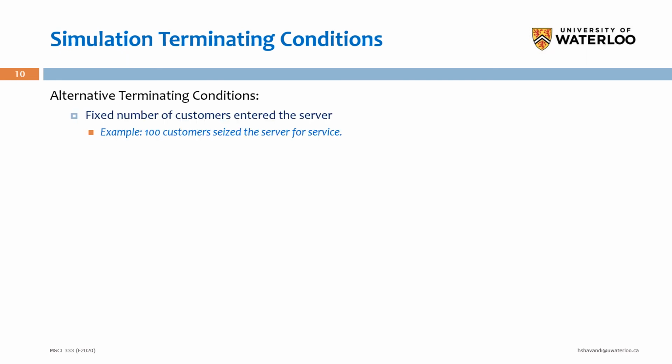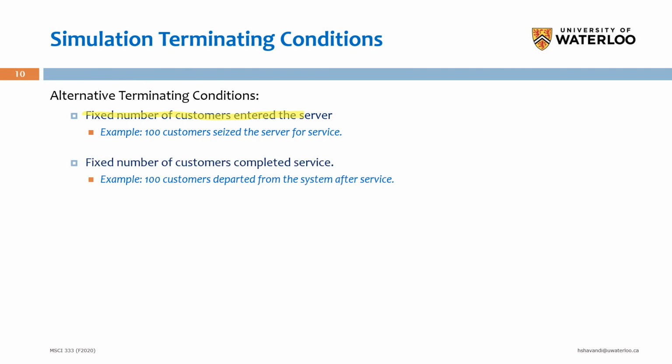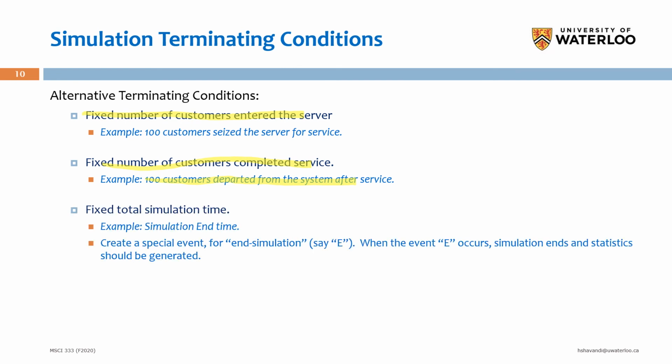The first could be a fixed number of customers entering the server, or a fixed number of customers completing service, for example 100 customers departed from the system after service. If you remember, we usually do simulation in Excel based on this criterion, running for 100 customers, 1,000 customers, and so on. Another is a fixed total simulation time, like we had in the example before, the simulation end time.